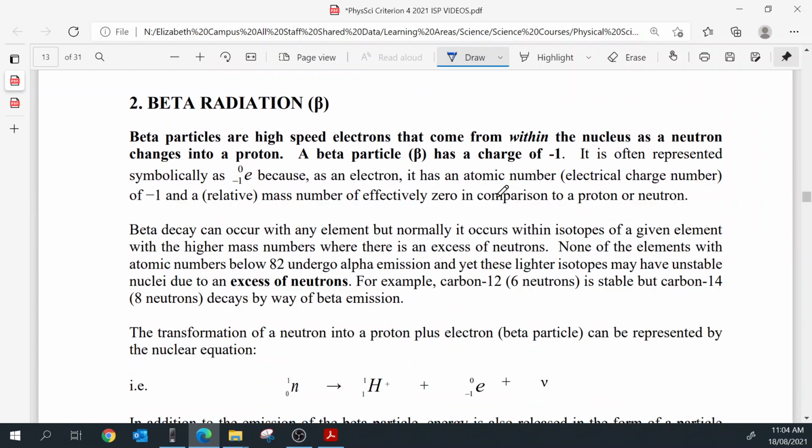Okay, in the next video we'll look at beta radiation.